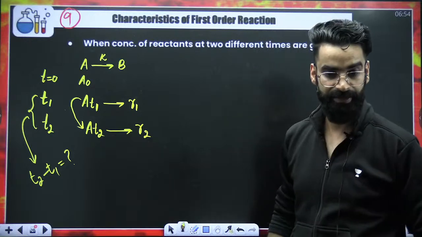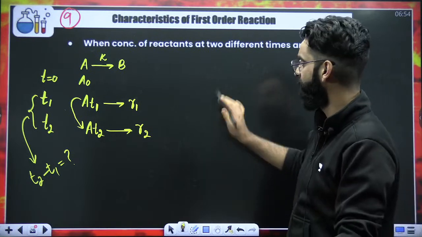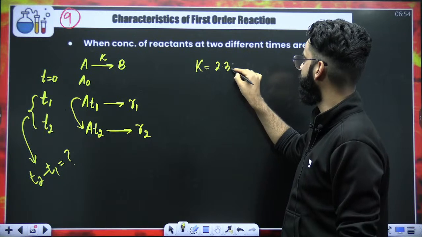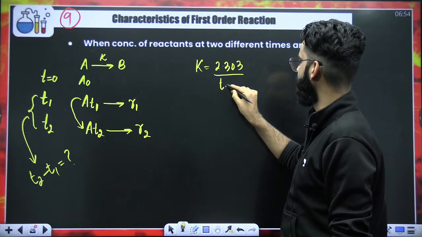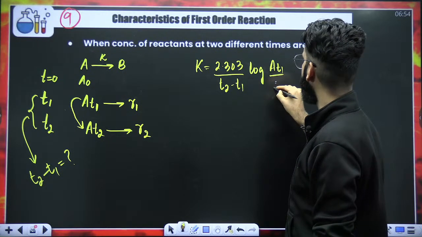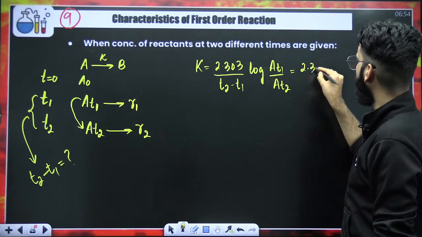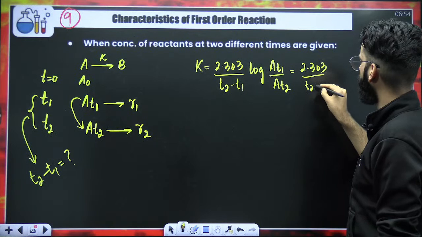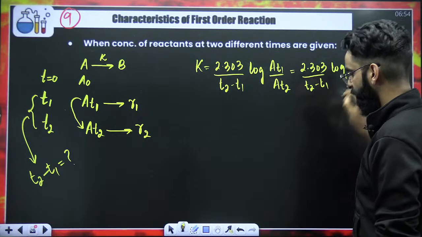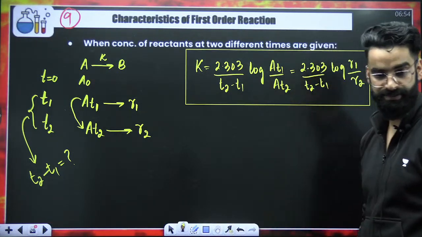How do we get this particular time interval? There is one result which I'm going to give you directly. You'll be remembering that from now onwards for all the first order reactions. The expression is K is equal to 2.303 divided by t2 minus t1, then log of A1 divided by A2. Or you can write it like this as well: K equals 2.303 divided by t2 minus t1, log of rate of reaction at time t1 divided by rate of reaction at time t2. This is the expression which I want all of you to remember, my dear students.